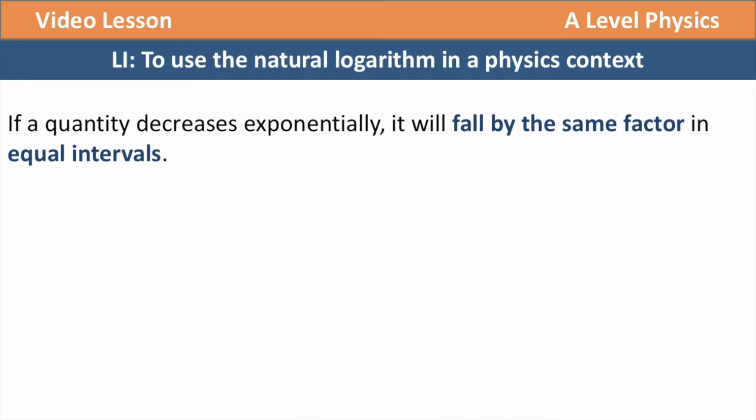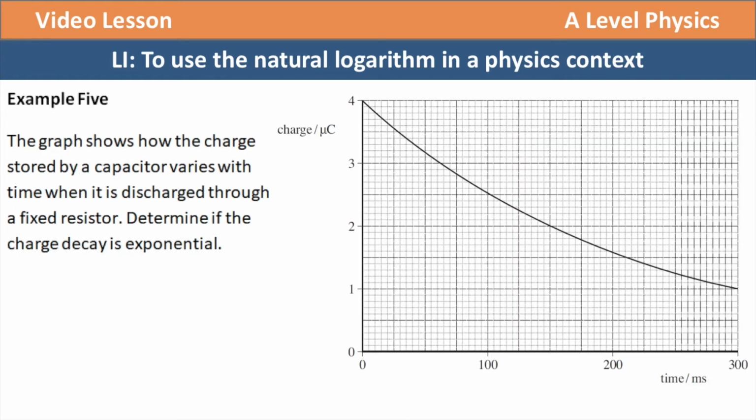Now, if a quantity does decrease exponentially, it will fall by the same factor in equal intervals. And we're going to look at what that looks like here in example number 5. So it says the graph shows how the charge stored by a capacitor varies with time when it is discharged through a fixed resistor. Determine if the charge decay is indeed exponential.